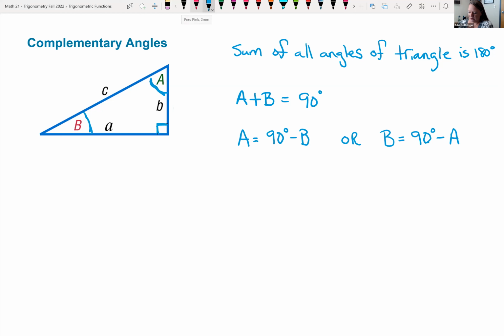Let's look at our trigonometric functions, sine and cosine. So if we looked at sine, depends on which angle we're looking at. Let's look at sine of B.